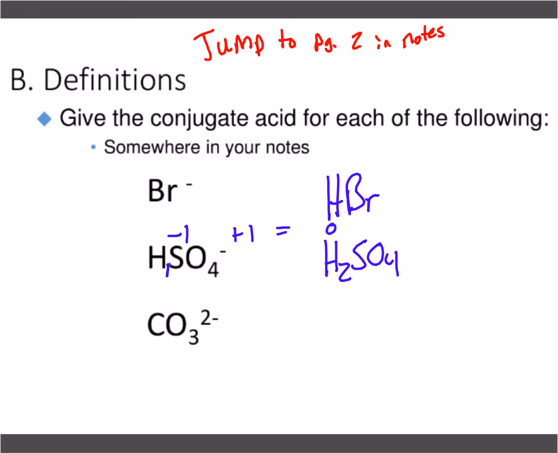CO3 2 minus. That's carbonate. It's a base. What's my new formula going to be? HCO3, because 1 hydrogen at a time. Now, what's my charge going to be? Minus, right? -1, because this is 2 minus plus 1 equals -1. There we go. Not packing up just yet, folks.